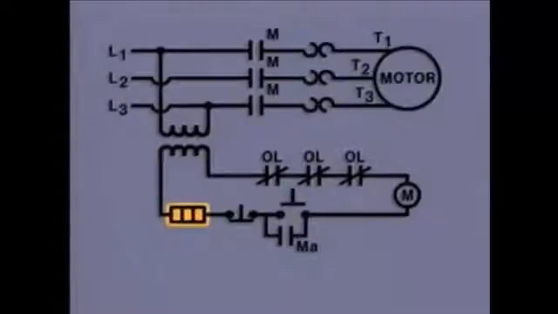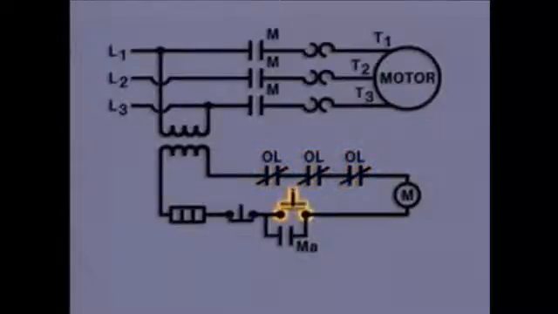If a short occurs in the control circuit, the fuse will blow, causing an open in the control circuit. The fuse is connected to stop and start buttons. The control circuit also has an operating or M coil and 3 overload contacts. The overload contacts, which are labeled OL, are normally closed.